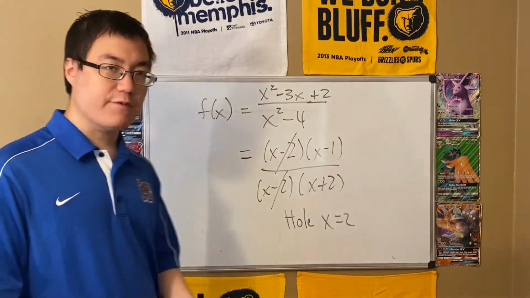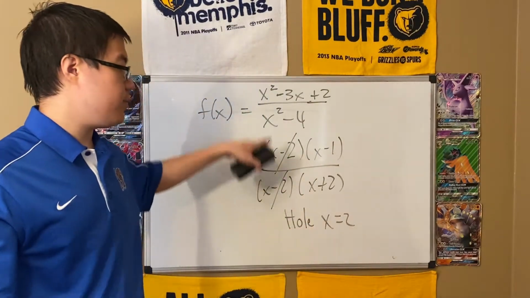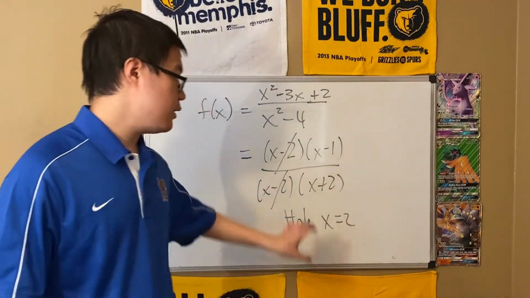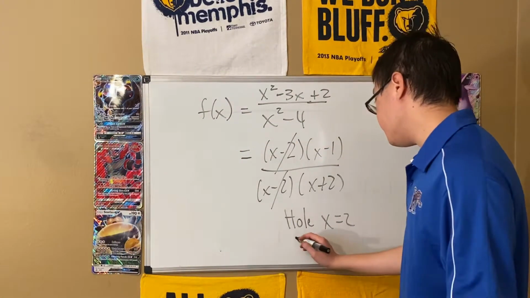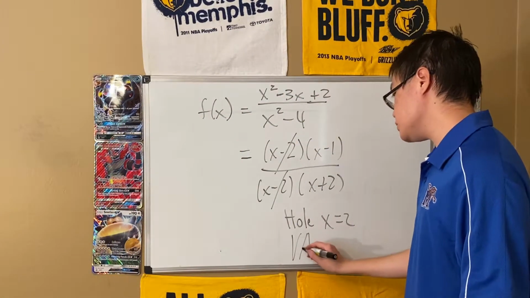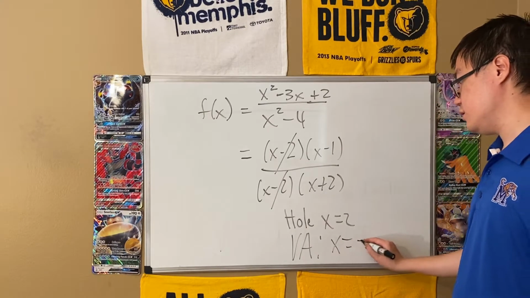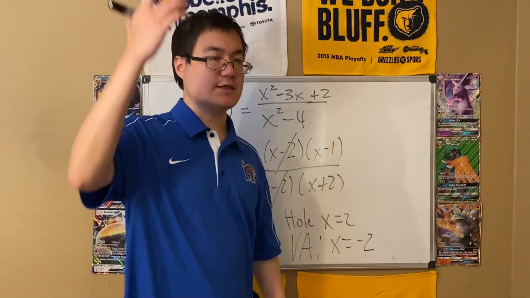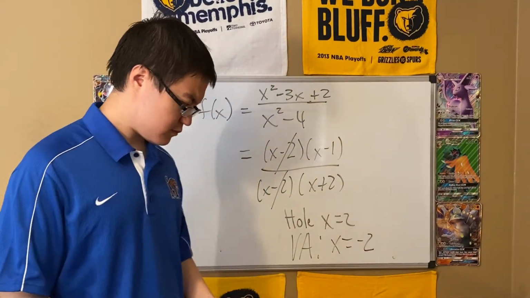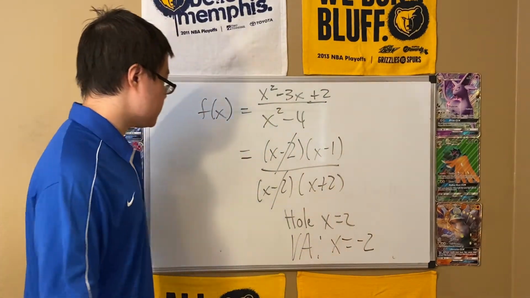What's going to be the actual vertical asymptote? Where is there going to be a vertical asymptote for our function? That's going to be what remains in the denominator, so that's going to be x plus 2. Our vertical asymptote, VA, will be x equals -2. It's that simple. Factor both the numerator and the denominator. Things that cancel out are holes. Things that remain in the denominator are vertical asymptotes.